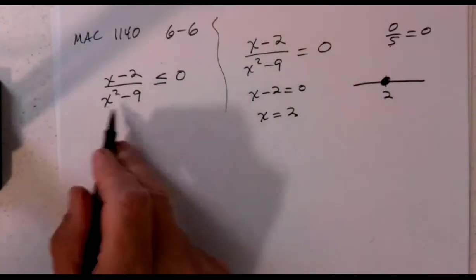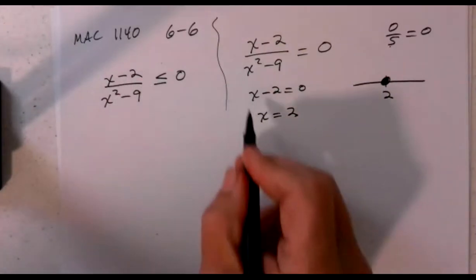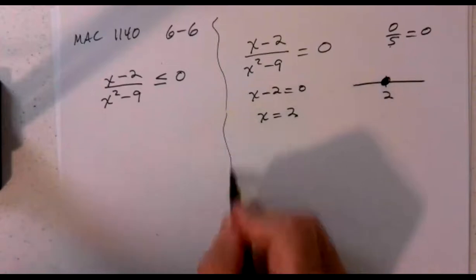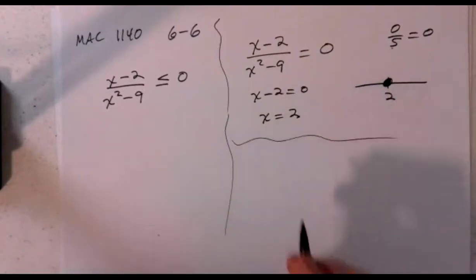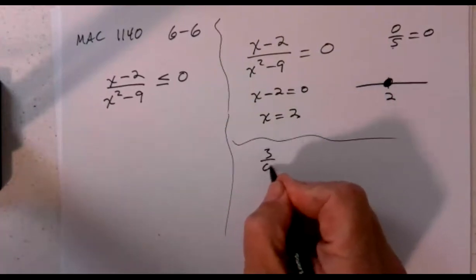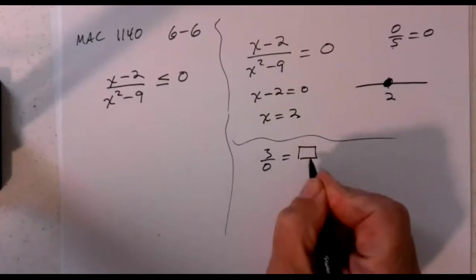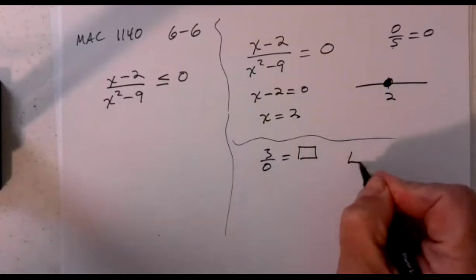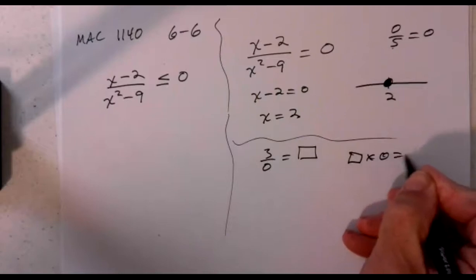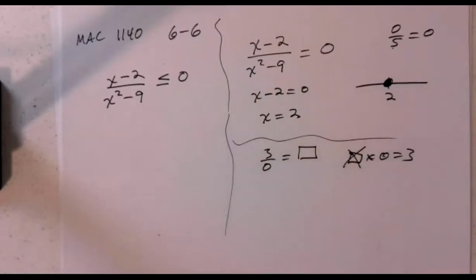However, we also recognize that the bottom cannot be 0. Division by 0 is always a problem. If you have 3 divided by 0 equals something, you would need something times 0 equals 3, and nothing ever works that way. So division by 0 is not acceptable. That is not in the domain. So x squared minus 9 cannot be 0.